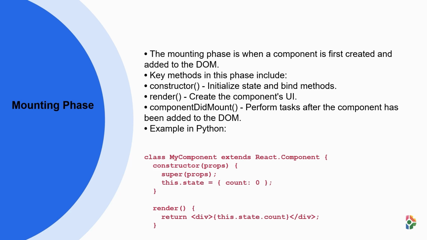For instance, in a Python example showcasing a React component named myComponent, the constructor function sets up the initial state of the component. The render method defines the component's UI by displaying the countState property, and the componentDidMount method logs a message confirming that the component has been successfully mounted. By leveraging these methods during the mounting phase, developers can effectively manage the creation and integration of components within a React application, ensuring proper initialization and setup before rendering the user interface for user interaction.